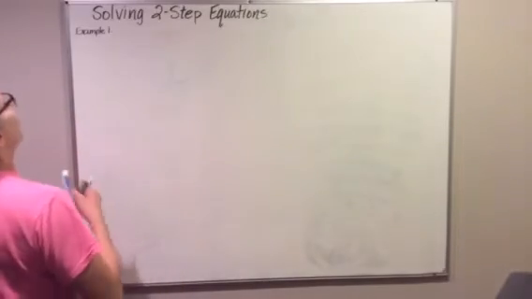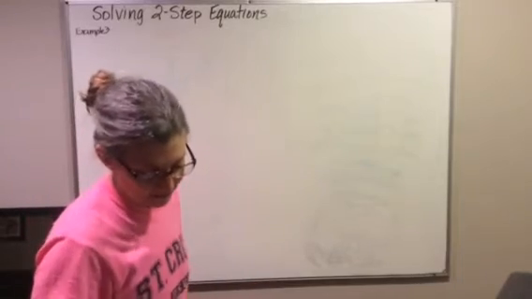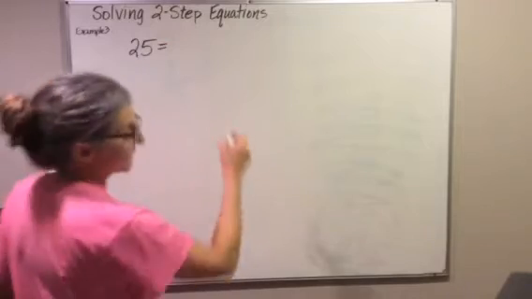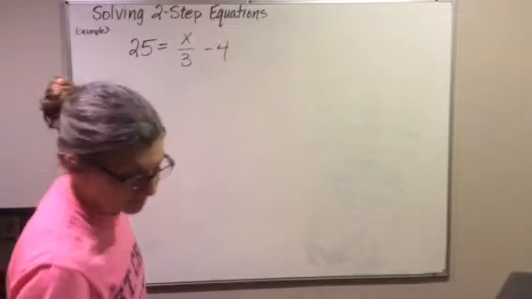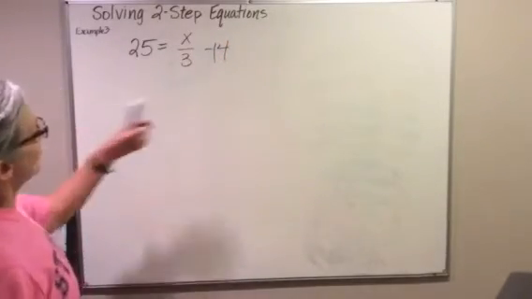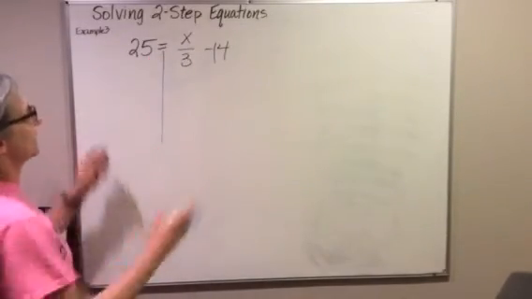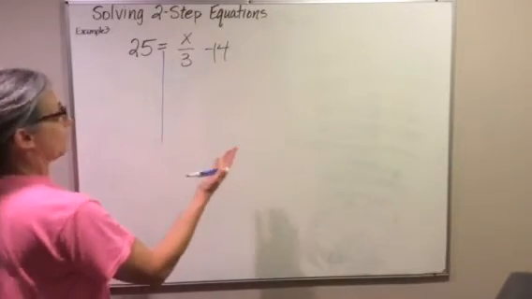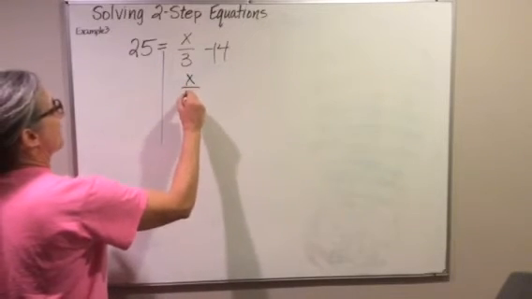Okay, so now we're on example number 3. In example number 3, 25 equals x over 3, or that's x divided by 3 minus 14. Okay, so we're going to look at this one again. We got to get this x alone. And I'm going to go ahead and draw a line here so we can see our two sides. And we've got minus 14. Now it looks like negative 14. Well, it is the same thing as plus negative 14, and I would go ahead and write it like that.